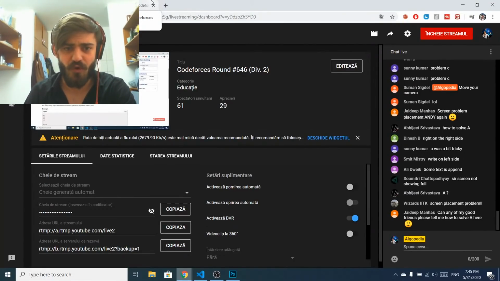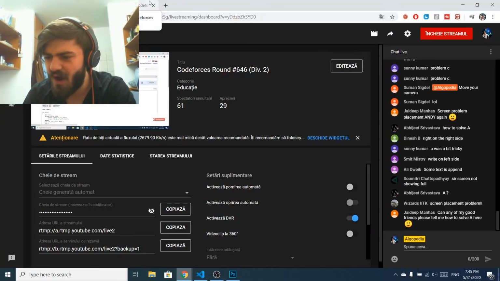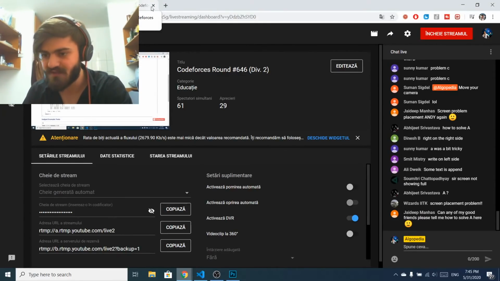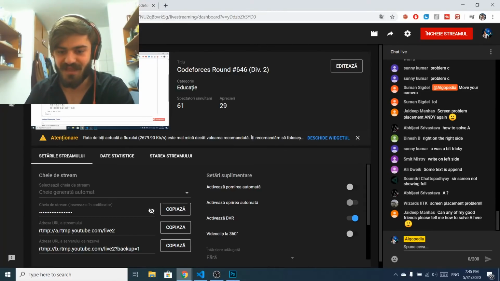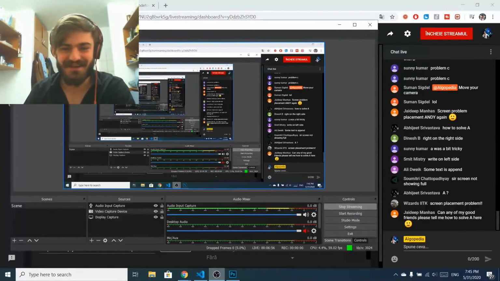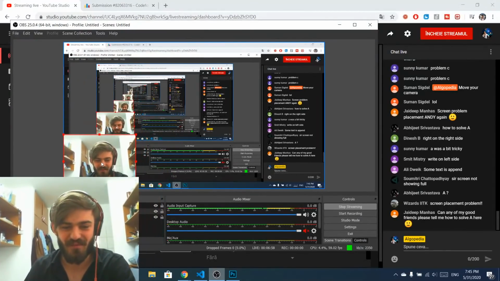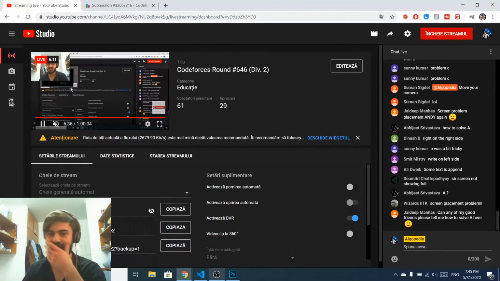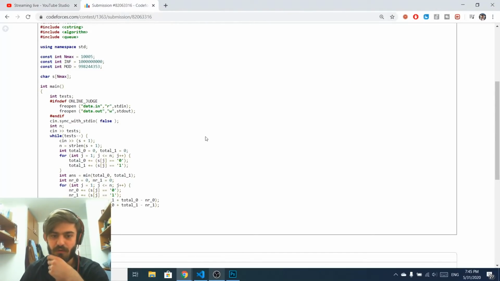So, alright, I need to move my camera. Oh, screen placement problem. Cool, alright. Screen not showing full. Yeah, alright. So this is a curse, right? I really have a problem with this camera. Alright, let me try it like this. Tell me if it's better right now like this. So, alright, cool.